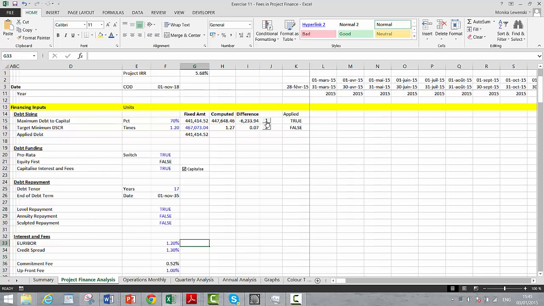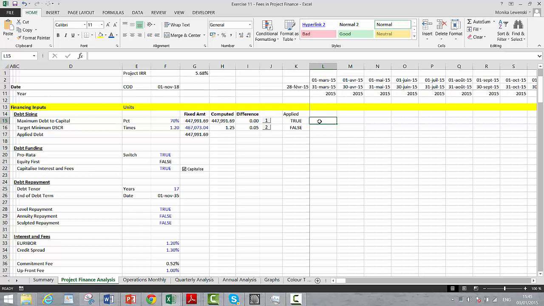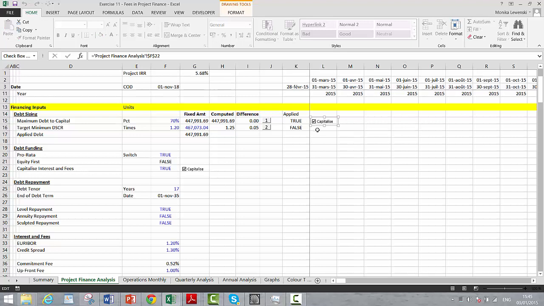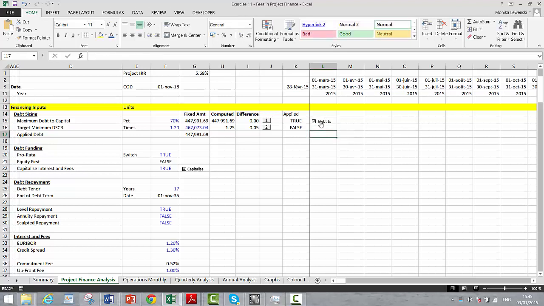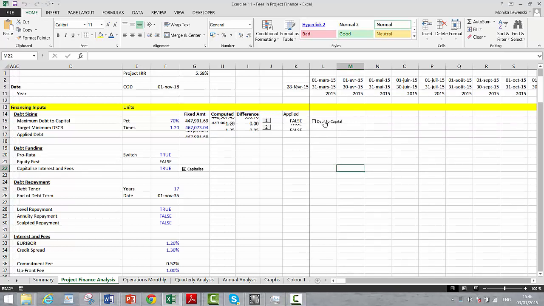Now we can redo this one, and why don't we copy this to here? Okay, and we can see if we want to. We can call this debt to capital or something. Okay, and that didn't quite work. Okay, this calls for a stop. Okay, I just put the debt to capital thing here.